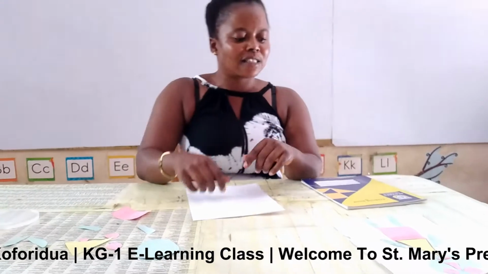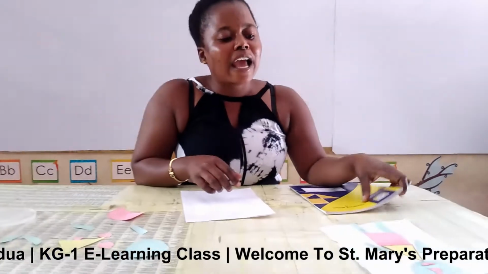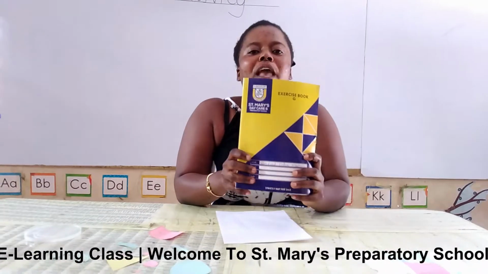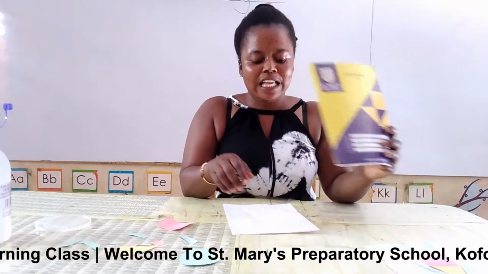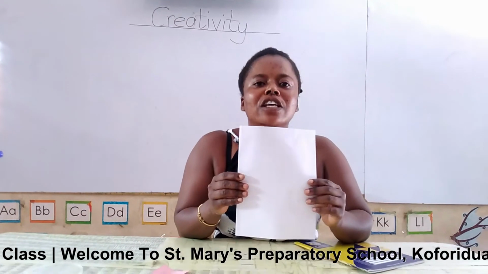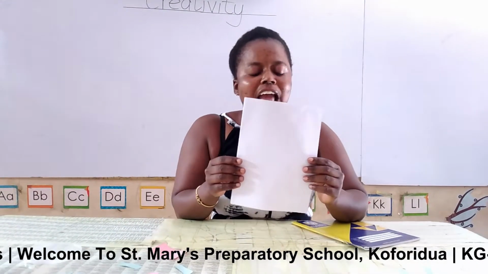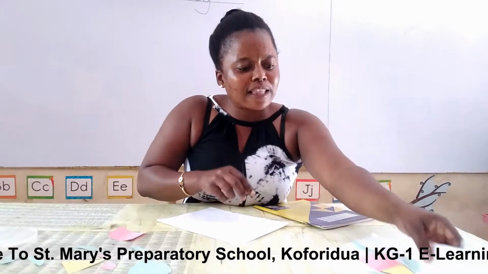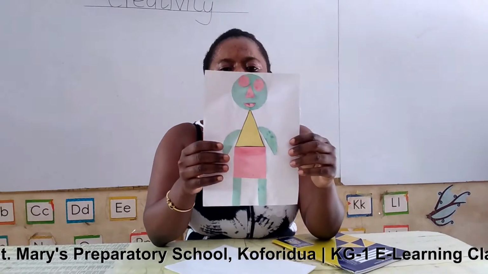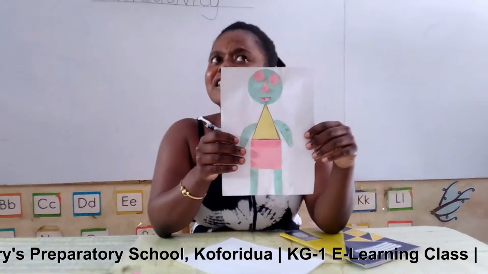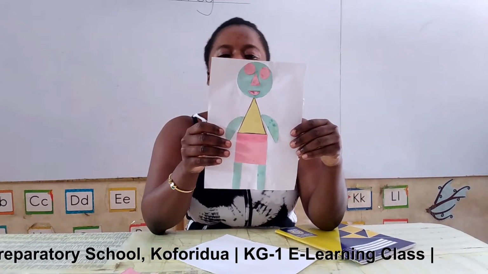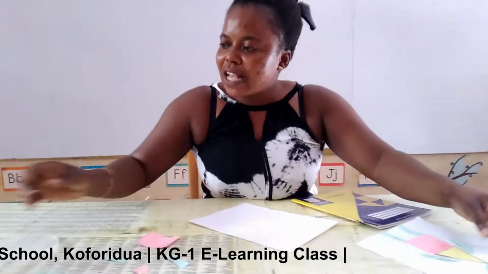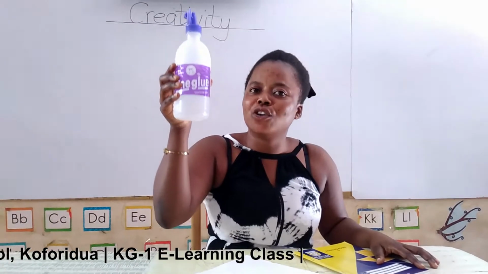Smart kids. Before you use the shapes to create the human body, you need your jotter book and a blank sheet, so that your work will look neat and nice. This one is Auntie's shapes that she used to create the human body. Is that nice? Clap for Auntie. So, these are the shapes. You need glue.